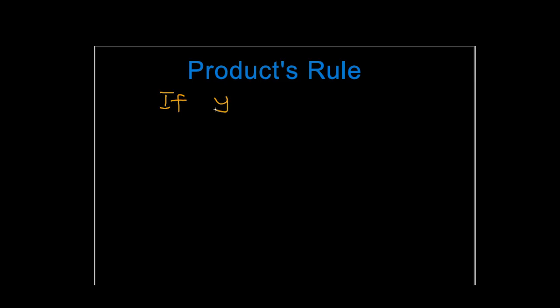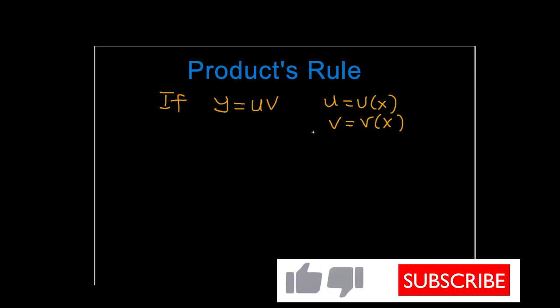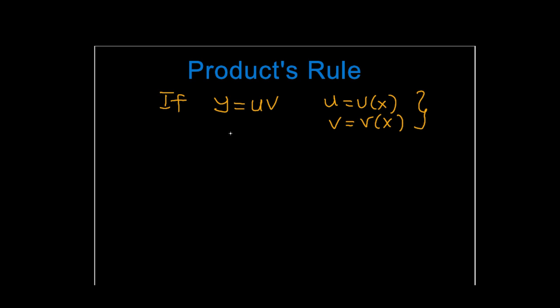If y is equal to a product of u and v, so both u and v are functions of x. Looking at the first case, where you have the product of two functions, your differential coefficient, which is called the derivative, will be equal to: you keep one constant, and then you differentiate the other function with respect to x.